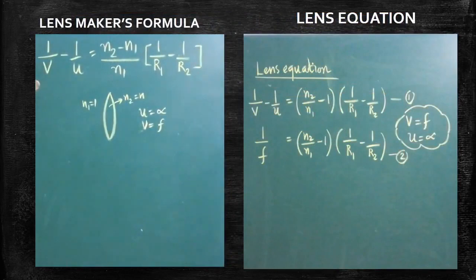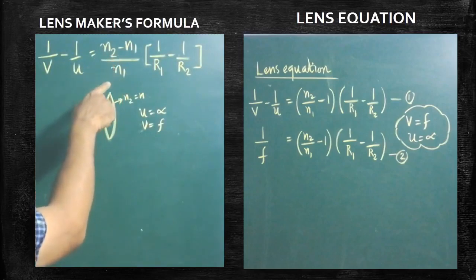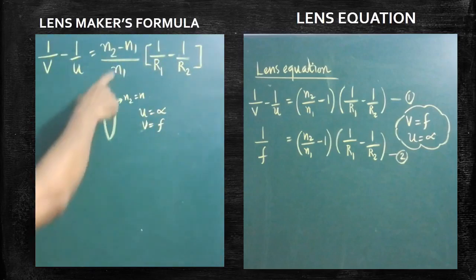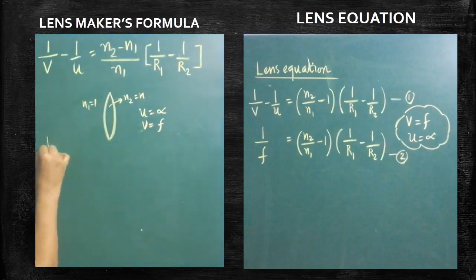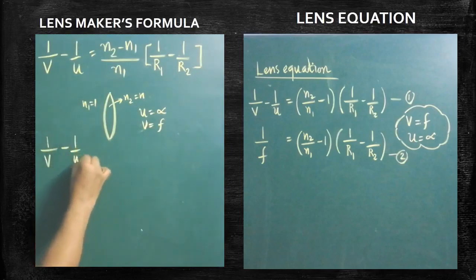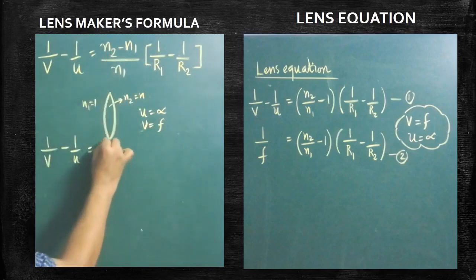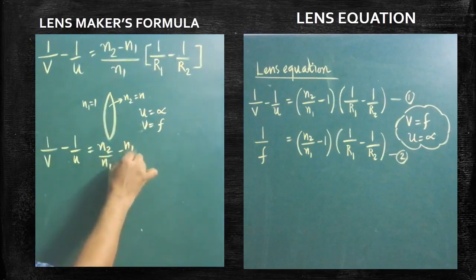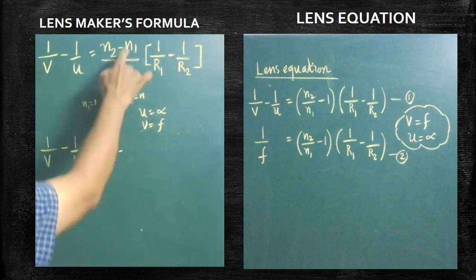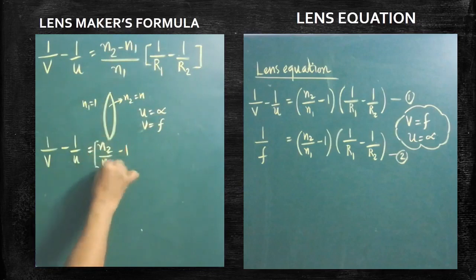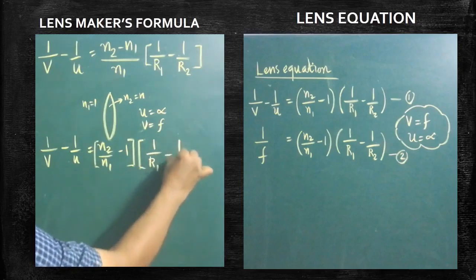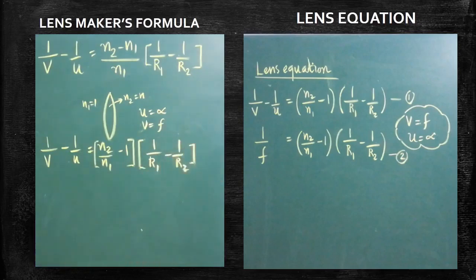Here I am going to continue the rest of the equation. Previously I have written 1 by V minus 1 by U is equal to N2 minus N1 divided by N1, 1 by R1 minus 1 by R2 as the previous equation. Here we can do some modification. 1 by V minus 1 by U is equal to, this can be split, N2 divided by N1 minus N1 divided by N1, which can be written as 1. This one becomes 1. So the equation is edited like this: 1 by R1 minus 1 by R2 is the next format.